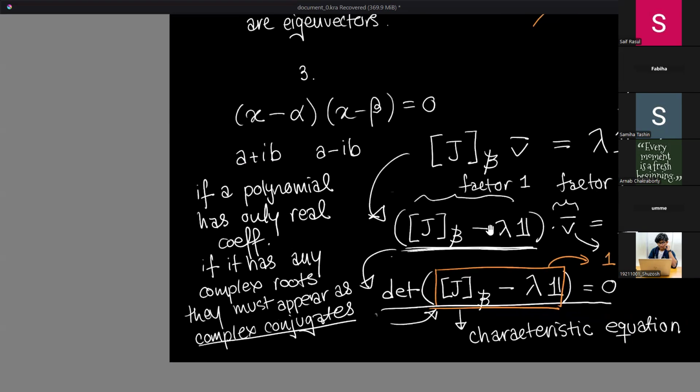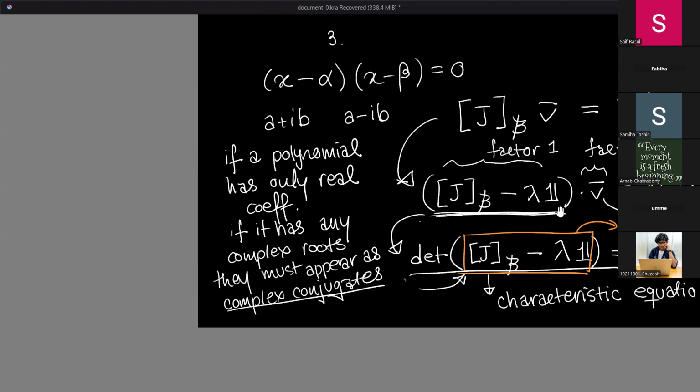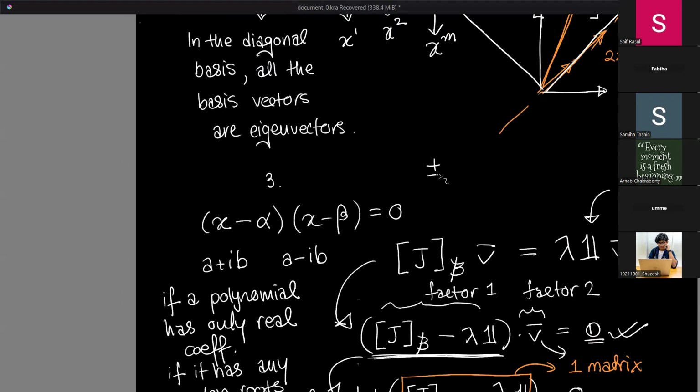But we already know what the eigenvalues of J are. They're plus and minus i. So for every plus i, the complex conjugate is minus i. And for every minus i, the complex conjugate is plus i. Which means that for every root, there has to be its complex conjugate. So that means that it has to appear in pairs.